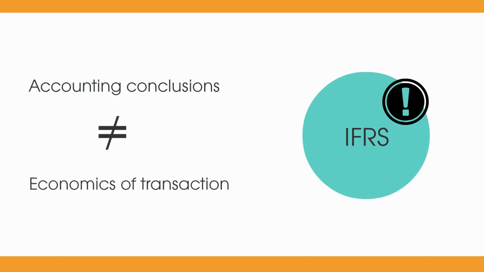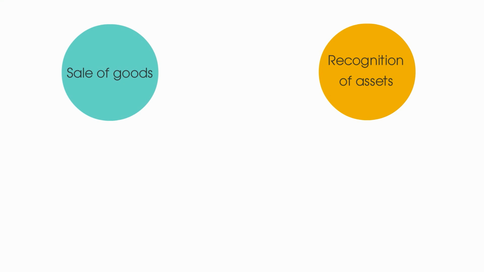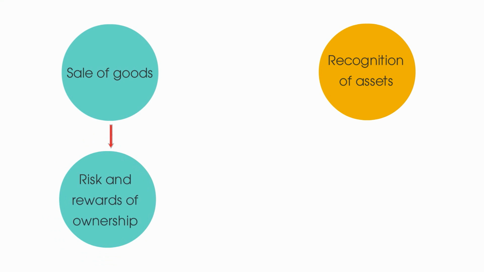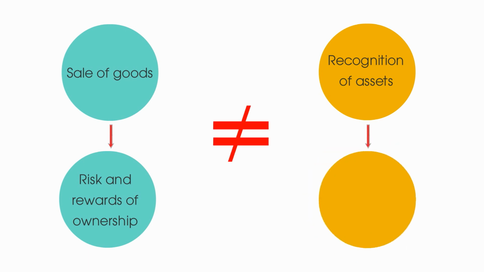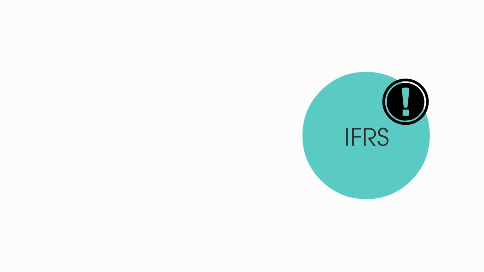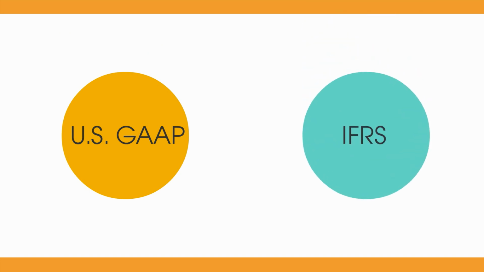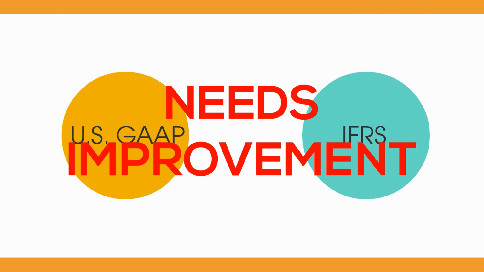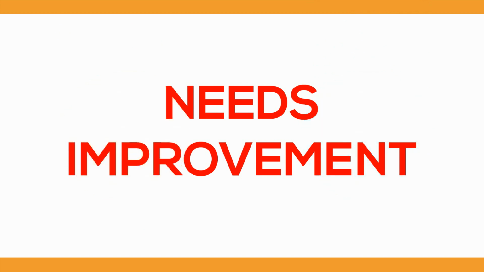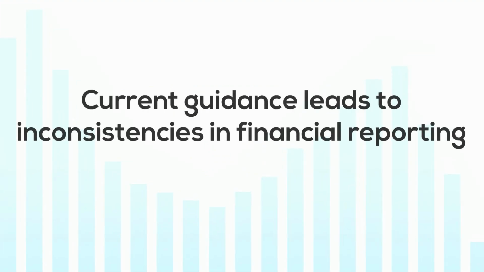The other issue with IFRS is that the guidance that it does have sometimes arrives at accounting conclusions that, once again, don't match up with the economics of the transaction. This is due to the fact that revenue from the sale of goods is primarily driven by the transfer of risks and rewards of ownership from a vendor to its customer. This consideration differs from the concept of control, which drives the recognition of assets. On top of this, applying the methodology to contracts involving both goods and services creates added complexity and ambiguity for revenue recognition. So, whether you're coming from US GAAP or IFRS, you can see that the existing guidance is less than ideal and, in some views, in desperate need of a facelift. In both cases, the guidance has often led to inconsistencies in financial reporting.